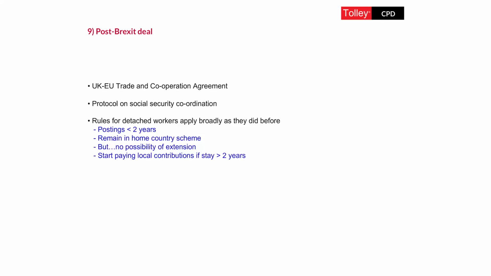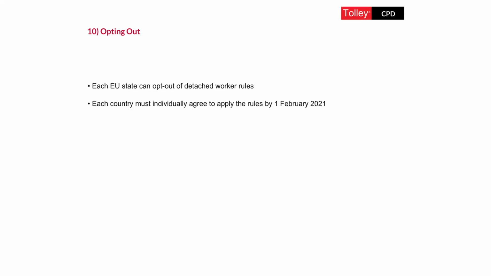So that's the change. Now, this isn't 100% agreed, not yet at the time of recording this lecture, because there's an opting out provision. Each EU state can opt out of the detached worker rules. Each country must individually agree to apply the new rules by the 1st of February 2021. Most member states are expected to opt in, and quite a few have already by the time of recording this lecture. Failure to opt in is effectively opting out. So if you don't opt in, you are opted out. And if you don't opt in, then you'll be Zone 2 or Zone 3.